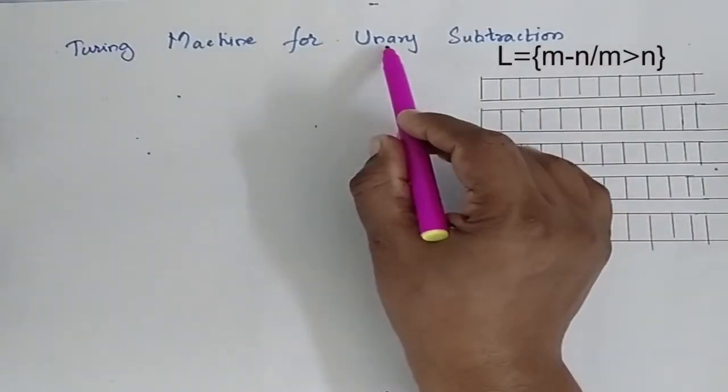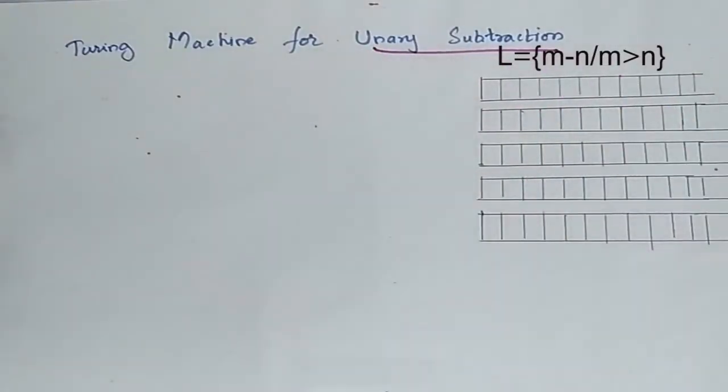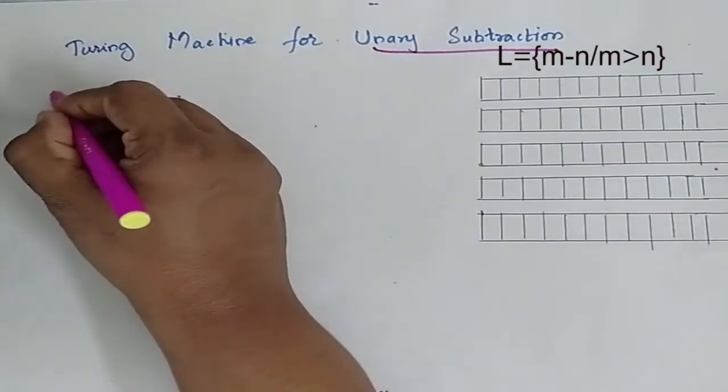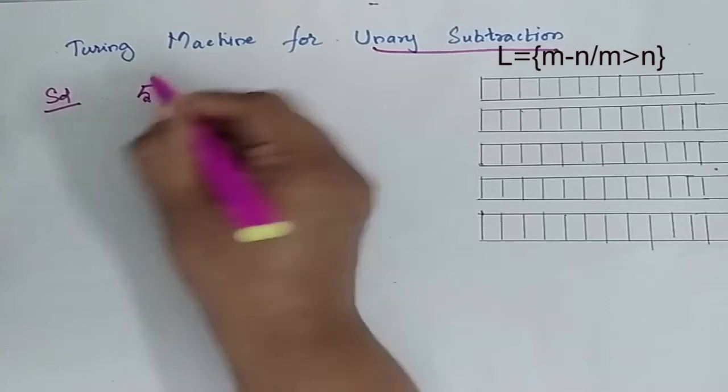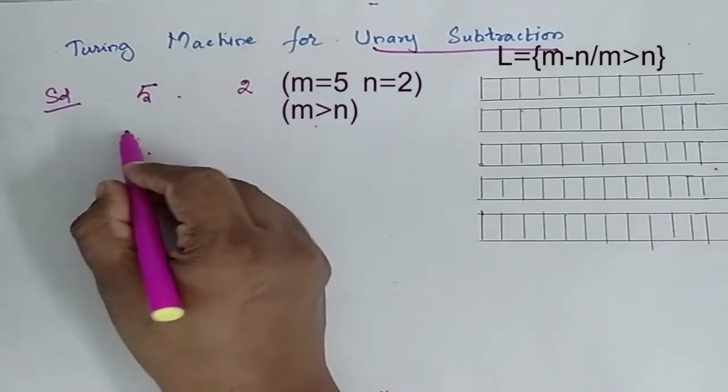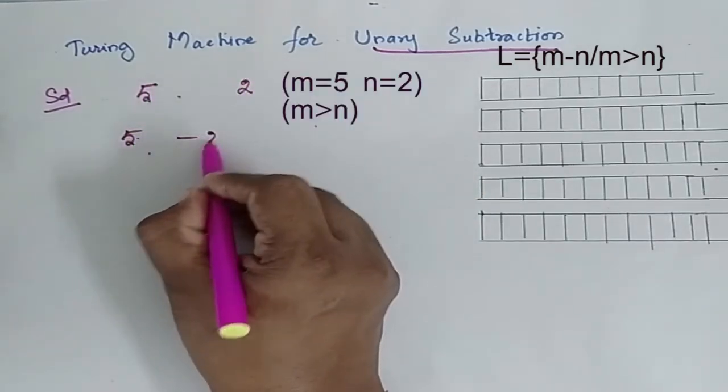Turing machine for unary subtraction. Okay, now we'll go for the solution. Let us consider two numbers, 5 and 2. We are going to subtract 5 minus 2.